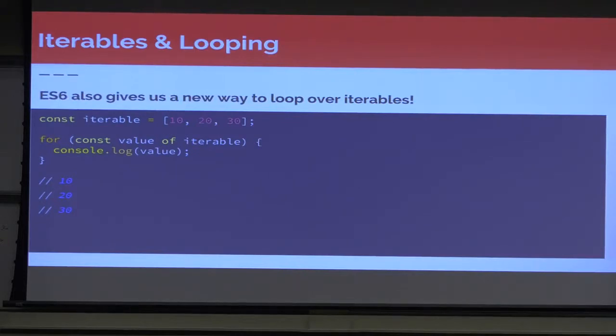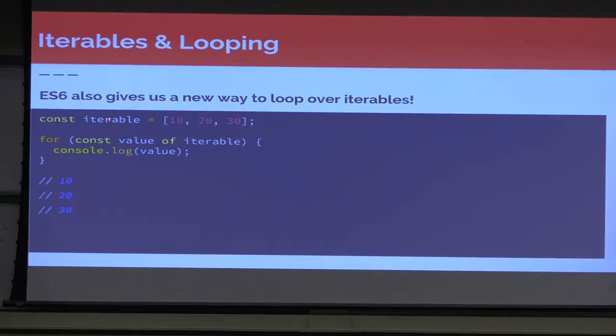ES6 also gives us a new way to loop over iterables. So what is an iterable? An iterable is anything that you can loop over. It's an array. It's arguments. It's node lists. Now, there's certain ways to iterate over those objects compared to others, but what this gives us is the availability to do for of the iterable.